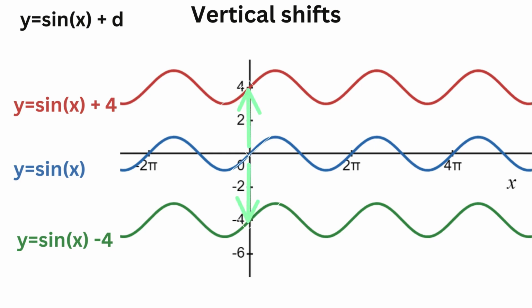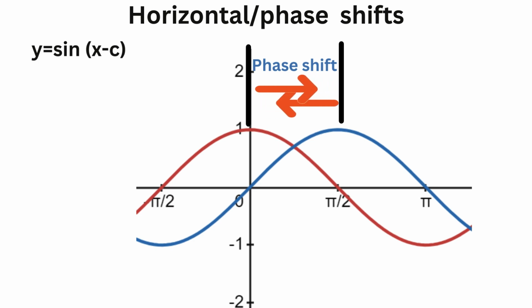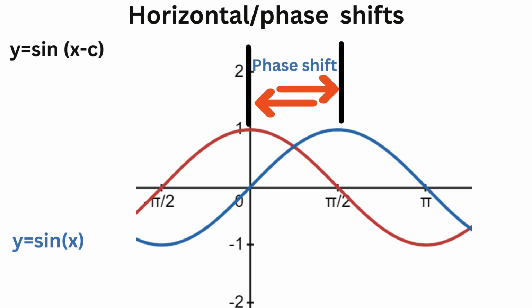First up, let's talk about vertical shifts. This is when we move the entire graph up or down. If you have a function like y equals sine x plus d, adding a number d shifts the graph vertically. So if d is positive, the graph moves up. If d is negative, it moves down. Easy, right?